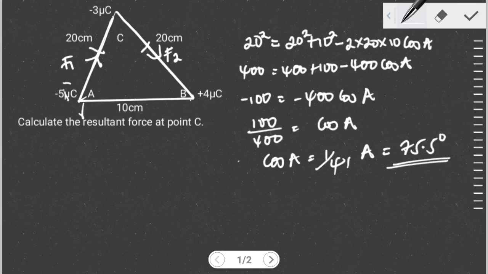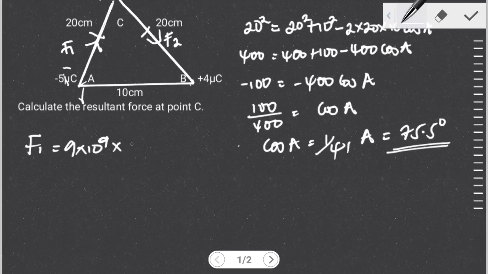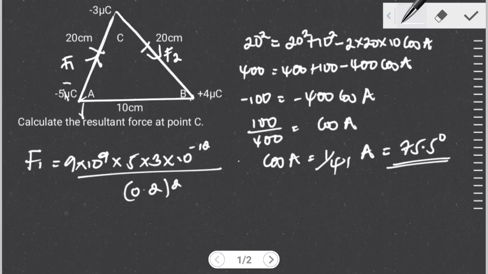So after getting that, I get force 1, which would be equal to 9 times 10 to the power 9 times charge 1, which is 5, times 3, times 10 to the power negative 12, all over the distance of separation, which is 0.2, squared. Therefore force 1 would be equal to 3.375 newtons.